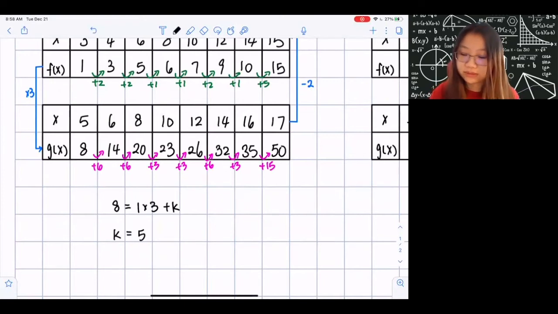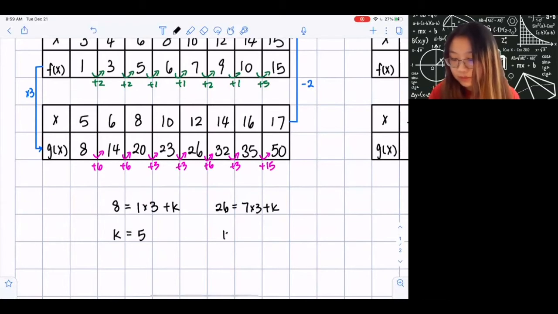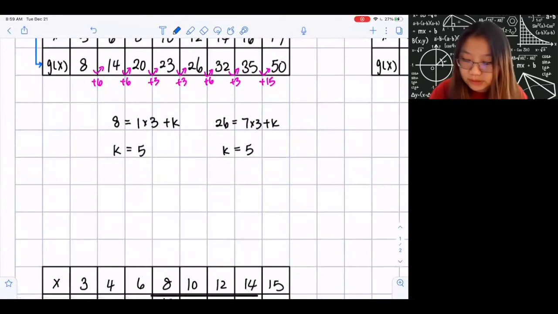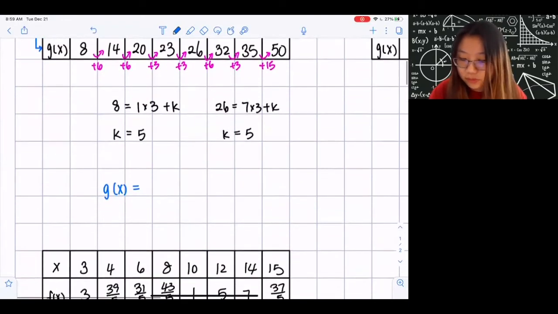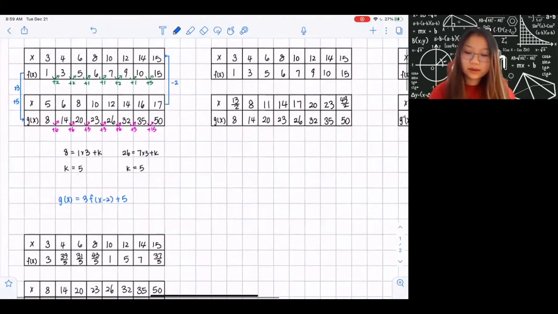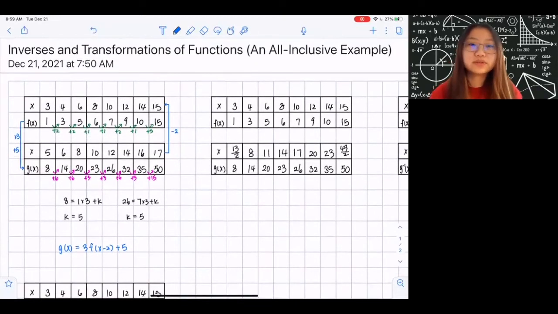For example, if I try 7, 26, I do 26 equal to 7 times 3 plus k. K is still 5. So that's actually my shift, which is a shift up by 5 units. So I'm having a plus 5 over here. So now we can write our final result, which is g of x equal to, first I have this multiplied by 3, and then f of x minus 2, and then I have my plus 5 at the end. So this is how I'm going to write my transformation using these two charts.